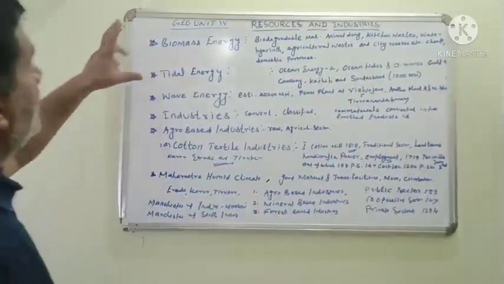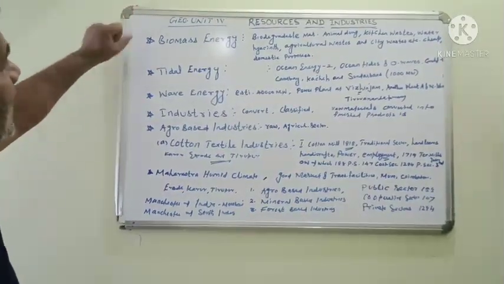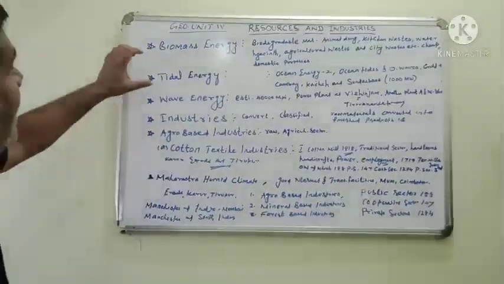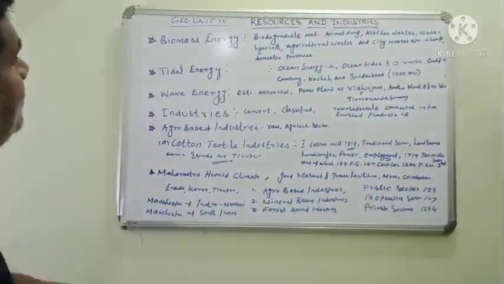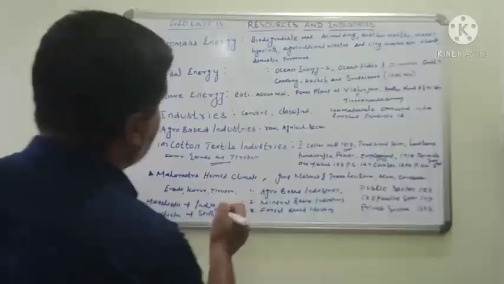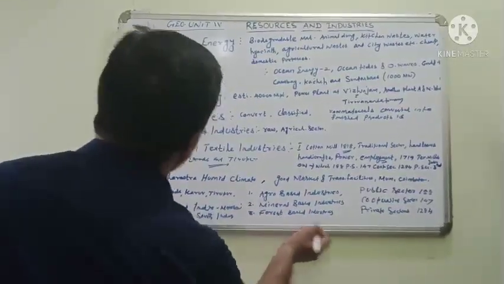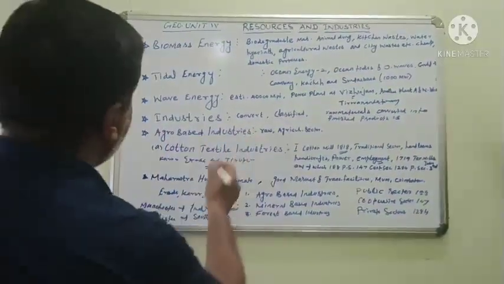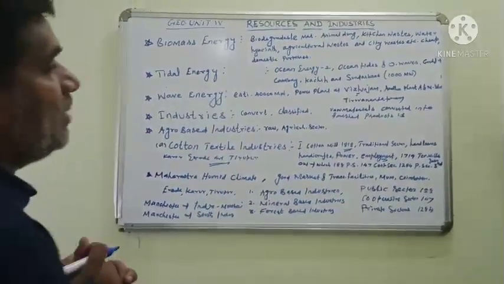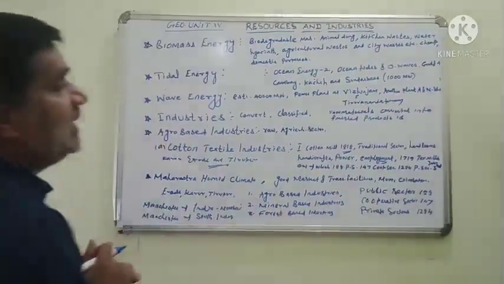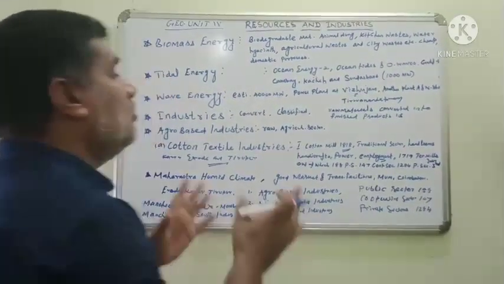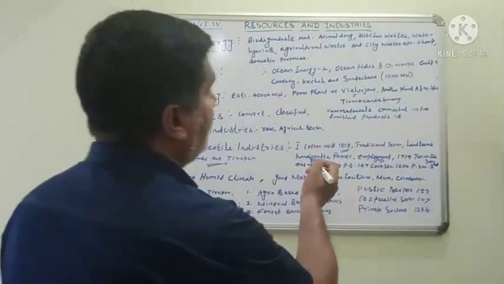Note it. Today I explained these topics, boys and girls. Listen here: biomass energy, tidal energy, wave energy and industries. Industries are divided into three: agro-based industry, mineral-based industry, and forest-based industry. Under agro-based industry, today we covered cotton textile industries. Cotton textile industries were established in 1818. It is one of the traditional sectors, like handlooms, handicrafts and power looms. Many employment opportunities were provided in the cotton textile industry.